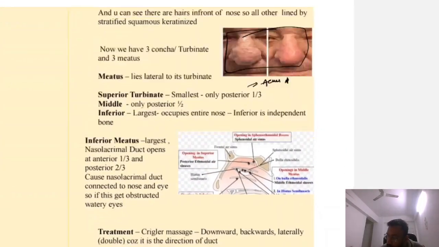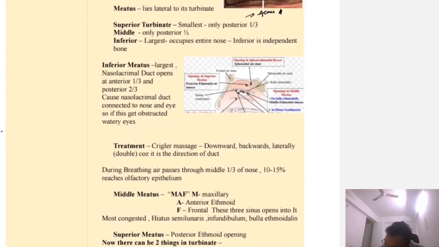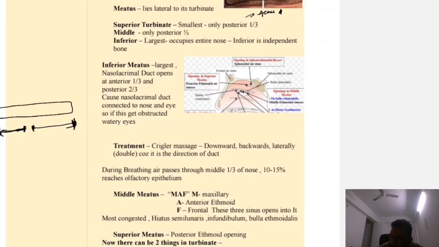Now we have learned about the three turbinates and three meatus. Now there are different openings in different meatus. In the inferior meatus, there is an opening at the anterior 1/3 and posterior 2/3. This is the inferior turbinate. This opening is of the nasolacrimal duct.